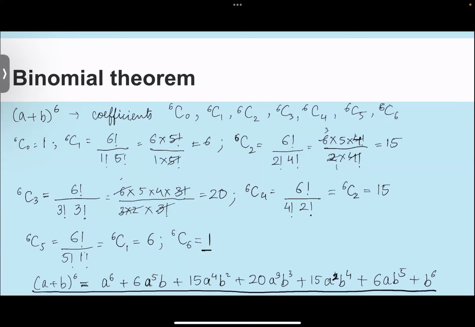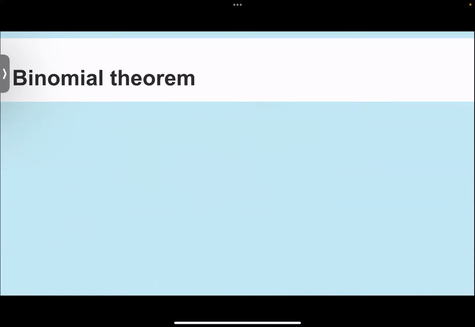And we can very quickly get the coefficient for all the terms of the expansion when we are using the combination concept. Now let's see a higher one. So you have (A plus B) the whole raised to 8.